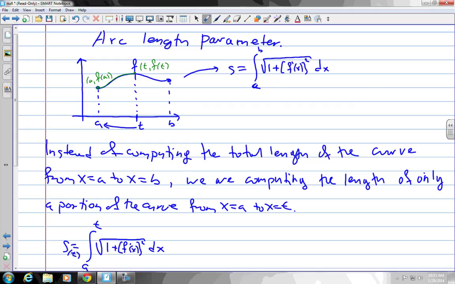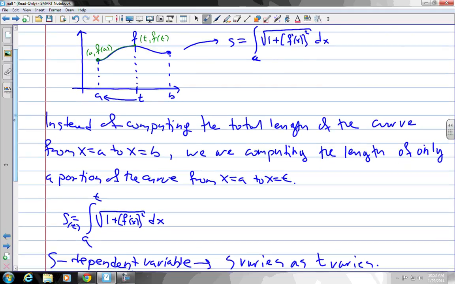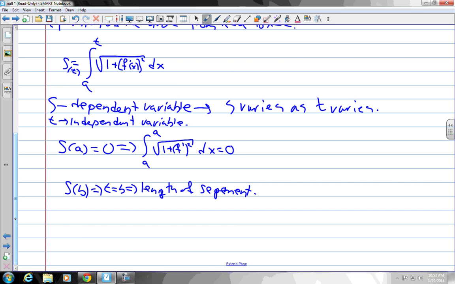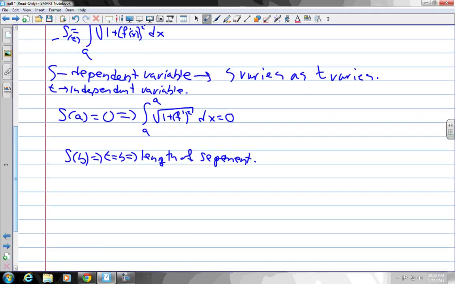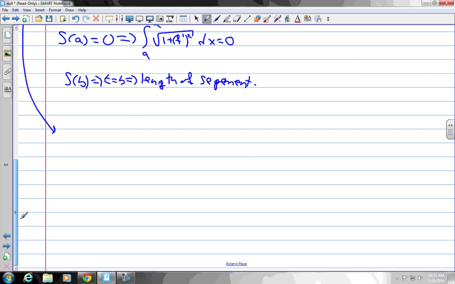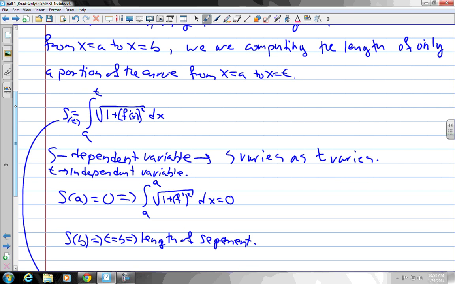Well, yeah, you kind of did that in Calc 1. You defined functions in terms of integration. And so you had the area that varies depending on where you put your variable in. Here you have the length that depends on where you put the variable in. But if I differentiate that, if I actually compute, so this function S is called the arc length parameter function.